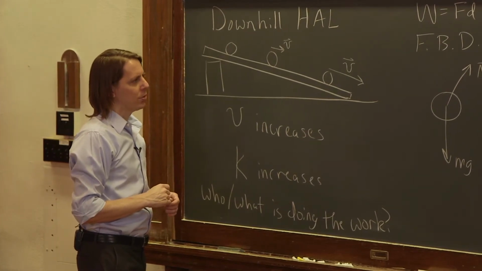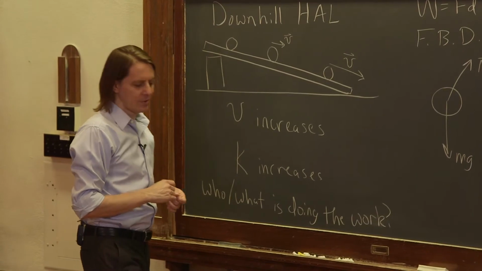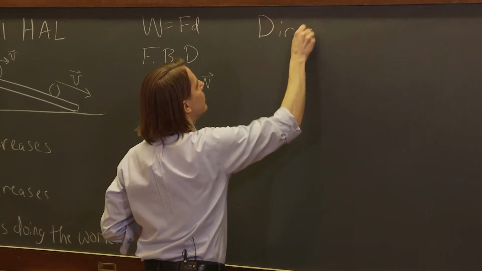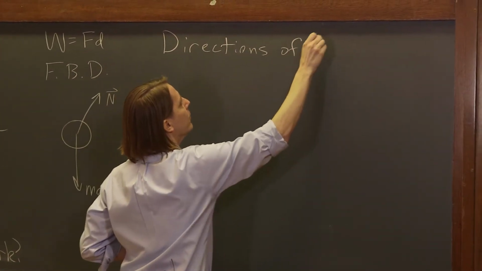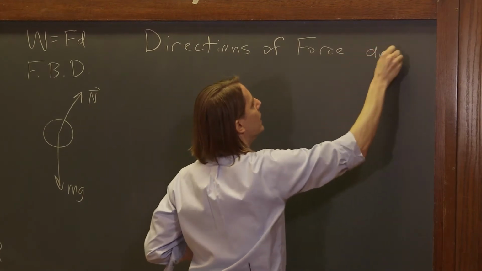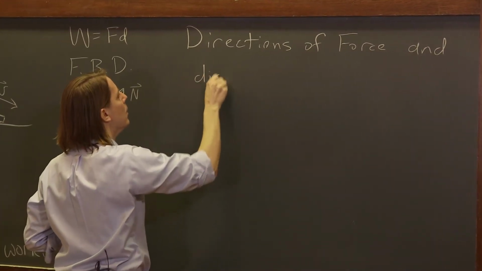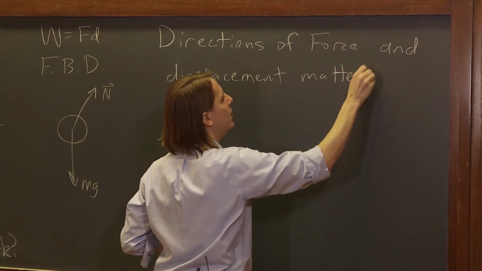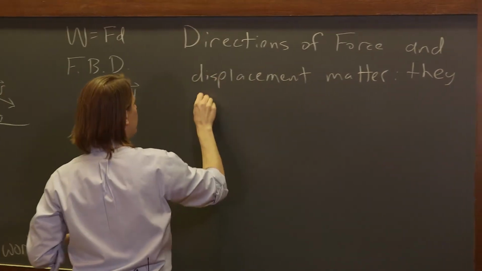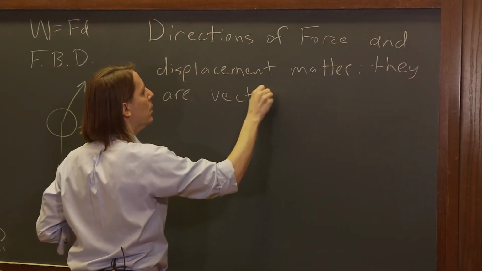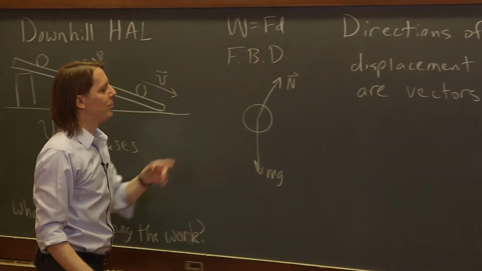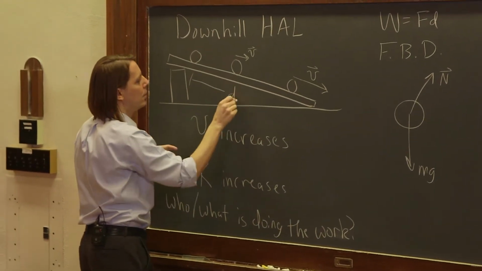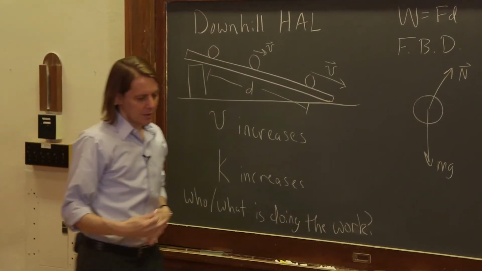But now we want to figure out how much work is being done by each of these forces. Before we go off and write it, we have to remember that the directions of the force and the displacement d matter. Why? Because they are vectors. You don't really just multiply mg times the distance d and N times the distance d. So if we say d is here from the top to the bottom, we have to think a little more carefully.